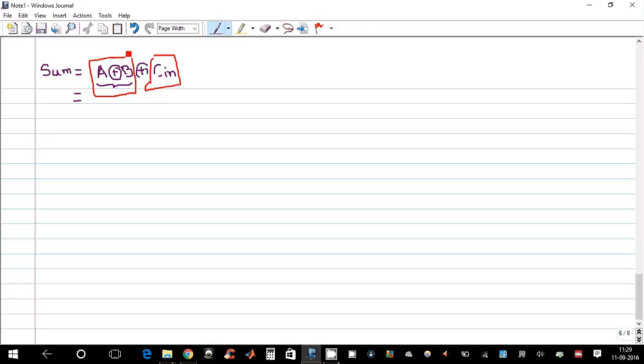So this is the way we require two half adders for the sum expression, and similarly we will see how we require two half adders for the carry expression. So let's recollect the carry equation.